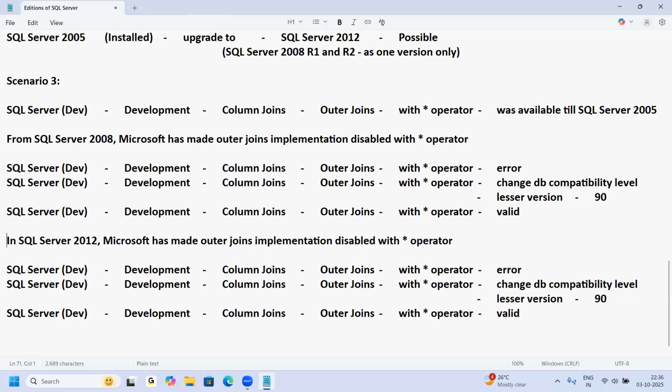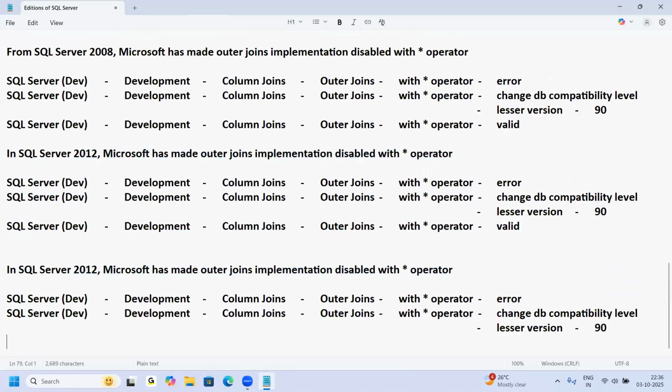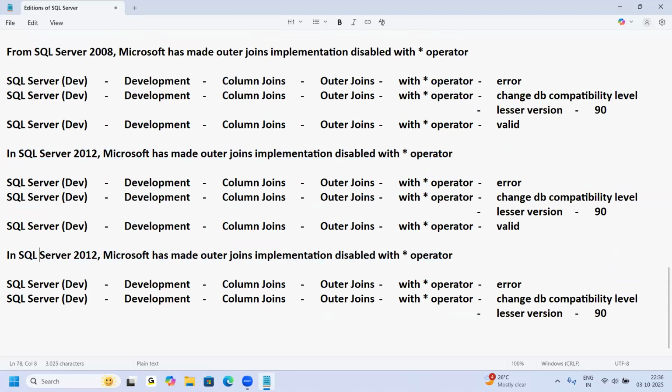If I'm working with SQL Server 2014, error. And lesser version, error. That's it. From 2014, outer join with star operator has been completely removed from SQL Server. Now forget about it. If you have SQL Server 2014 or higher releases installed, we cannot implement outer joins with the star operator.